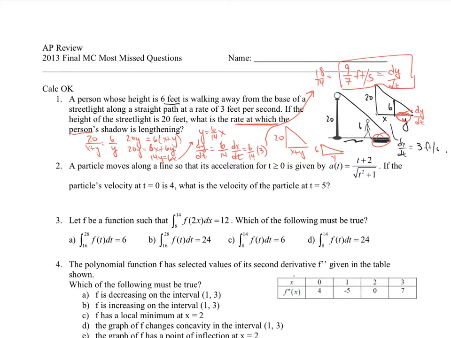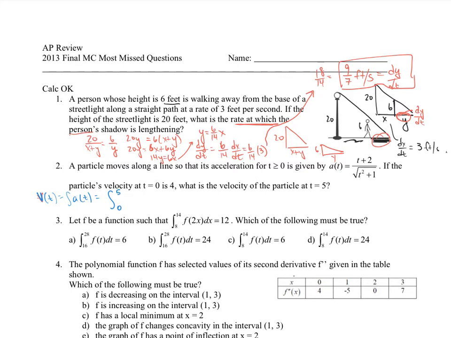A particle moves along a line so that its acceleration for t greater than or equal to 0 is given by that function. If the particle's velocity at t equals 0 is 4, what is the velocity of the particle at t equals 5? Well, this one, to find our velocity, let's do another color here. Our velocity is just the integral of the acceleration. So we want to integrate this acceleration on the bounds. They tell me particle at t equals 5. So we want to integrate this from 0 to 5.